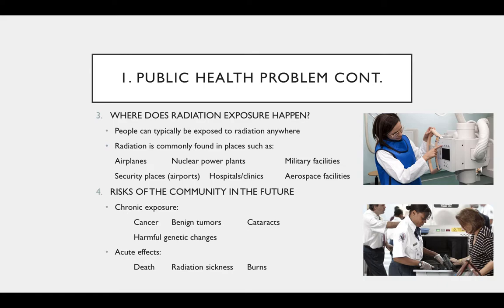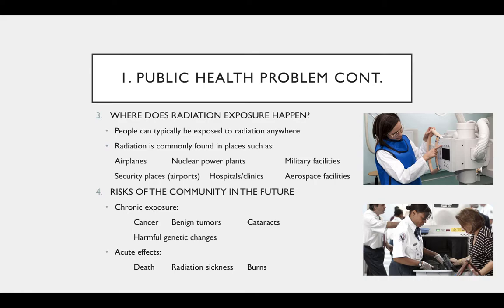So, where does radiation exposure happen? People can typically be exposed to radiation anywhere. Radiation is commonly found in places such as airplanes, security places such as airports, nuclear power plants, hospitals or clinics, military facilities, and aerospace facilities. Most of these places are occupational places, so workers have a greater risk of being exposed. Risks of the community in the future.